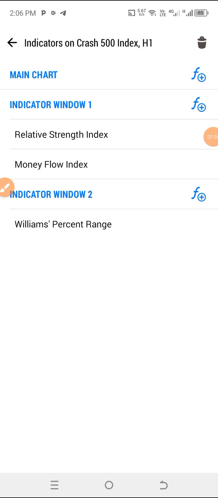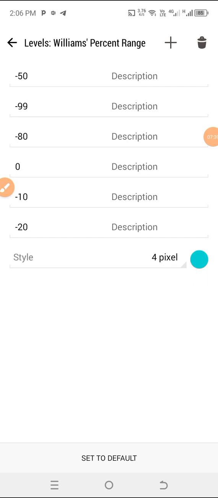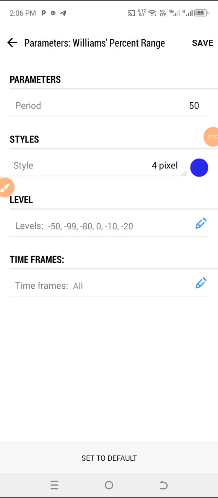Then your Williams range should be 50, and here are the levels: minus 50, minus 99, minus 80, minus 10, minus 20. So when price is above minus 20, it's indicating strong buy, and when price is below minus 80 or minus 99, it is the strong sell region. Exactly. So these are the settings.